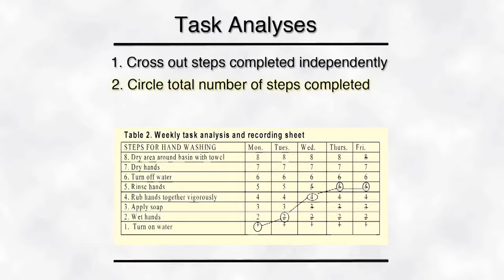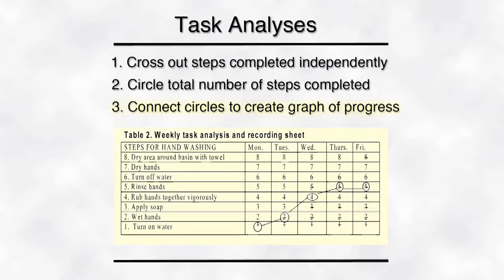The third Wednesday here, steps 1, 2, 3, and 5 are completed. So we circle 4 for the total number of steps completed, and the next day we have the first 5 steps, and we circle that 5. So at the end of the month then, what you can do, and this can be used for self-monitoring very easily, is you simply connect the circles. And then you have a graphical representation.